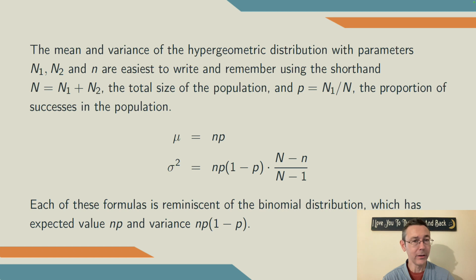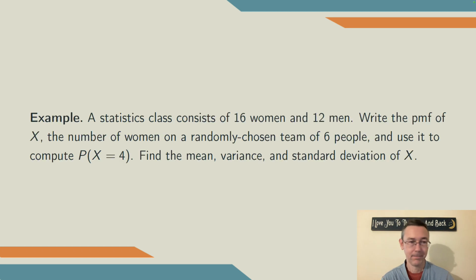And those formulas are easier to remember because they're so reminiscent of the formulas for the binomial distribution, where the expected value is n times p and the variance is n times p times 1 minus p. In a nutshell here, when you're sampling without replacement, you have the same expected value as if you were sampling with replacement, but the variance is lower.